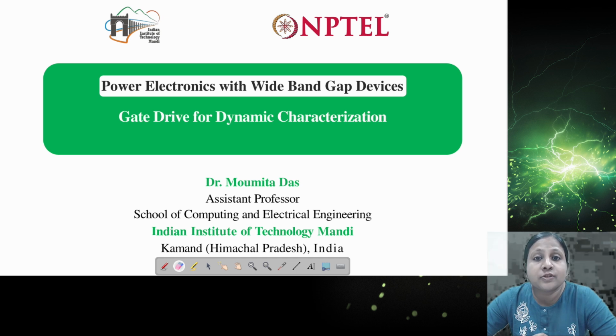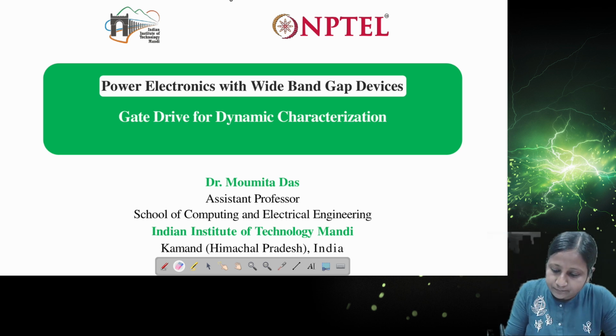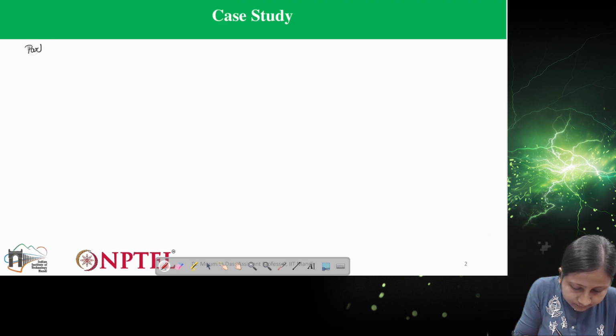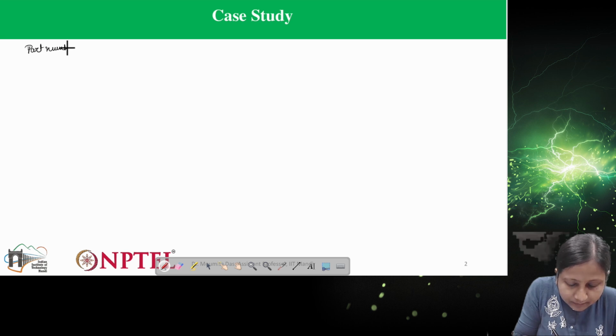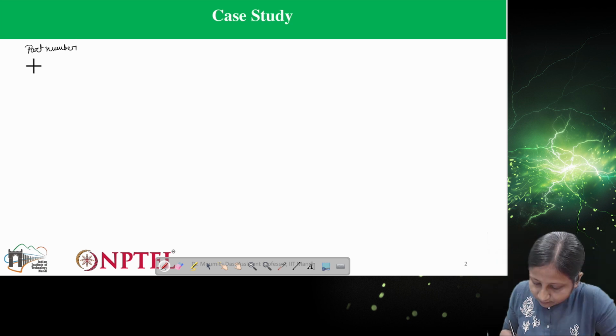So I'll take an example of a silicon carbide device, take some parameters from the datasheet of that particular device, and design a gate drive for it. This method can be utilized for designing a gate drive for any other circuit. So let's consider one silicon carbide device. I'm writing the part number of the device so that you can get the parameters of the device from the data sheet.